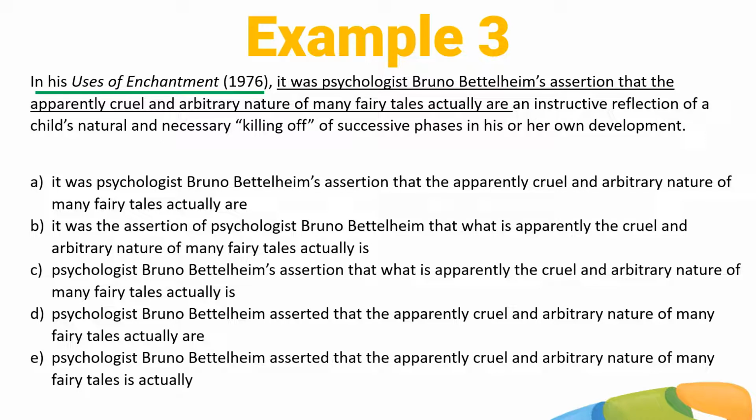Who is his? His must be psychologist Bruno Bettelheim, but that's not what we get. We get Bruno Bettelheim's assertion. We get the assertion. We don't want the assertion. We want the guy. That means A is out. That means B is out because B also says it's the assertion. C is also out because C also says it's the assertion. D and E both do it correctly. D gives us psychologist Bruno Bettelheim. E gives us psychologist Bruno Bettelheim.